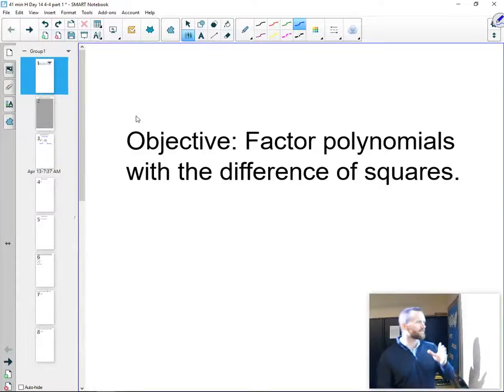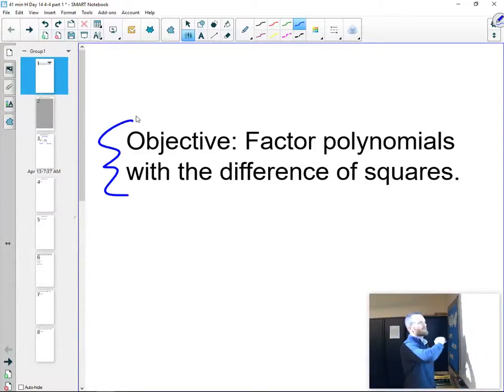This is Mr. G, and after this video, we should be able to factor polynomials with the difference of squares. Before we can actually talk about how we perform factoring with the difference of squares, we need to take a few minutes and talk about, all right, how do we even recognize when we're allowed to use it? Because difference of squares isn't that difficult to do, but if we try and use this factoring when we're not allowed to, we're going to get an answer that doesn't make any sense at all.